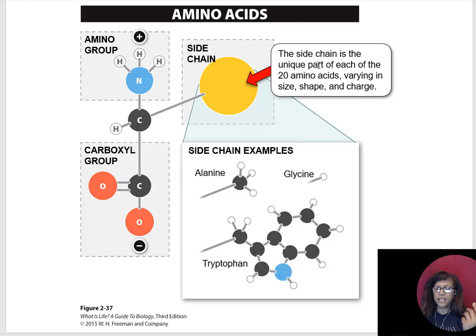So it's the side chain that's the unique part of each of the 20 amino acids, causing this variation in size, shape, and charge. So the side chain is the important factor here in amino acids that gives us the different amino acids. So why do we care about different amino acids?